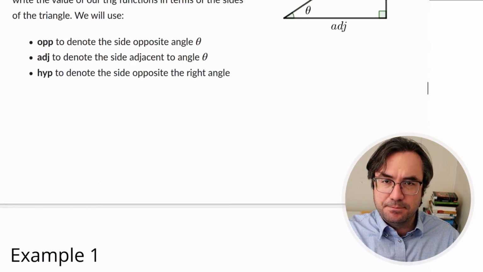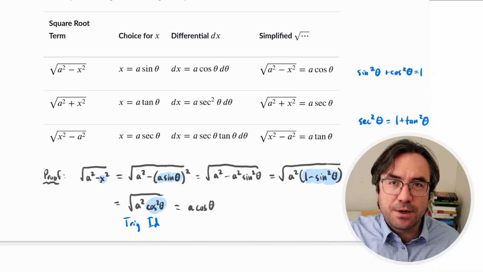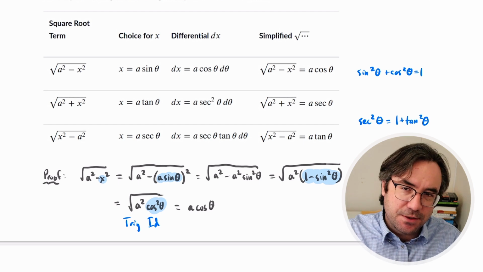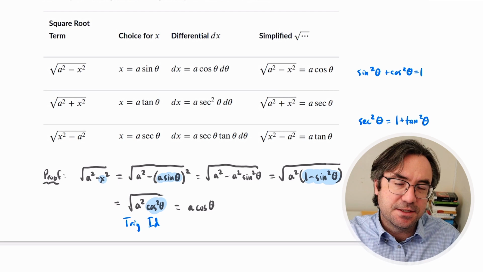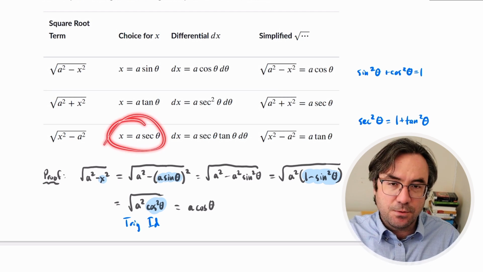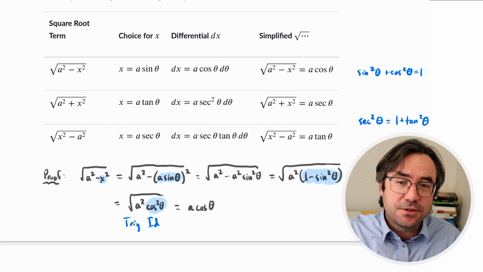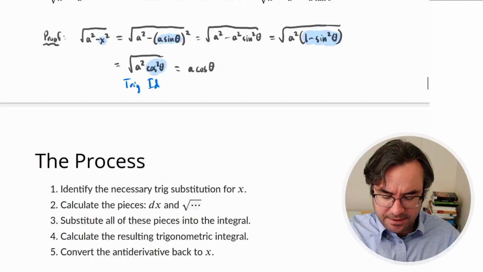So let's go back up. Which one of those square root terms do we have? Well, this is a constant minus x squared, so no. This one has a plus, so no. X squared minus a constant squared. So we're going to let x equal secant here. And we just have to be a little careful. How do we choose that constant? Well, whatever constant is inside our square root, we just take the square root, and that's what's going to go in front.